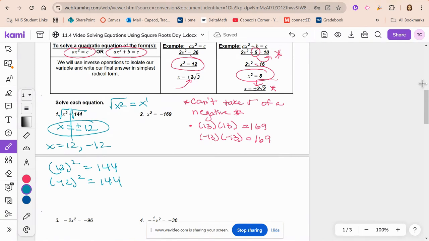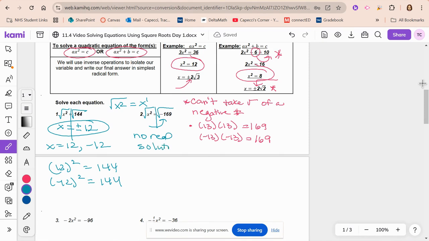All right, looking at the next problem, I have a wall. I do have that x squared by itself. I'm going to take the square root of both sides. But here's the thing. I cannot take the square root of negative 169 when I'm talking just about real numbers. When we get to Algebra 2, we'll talk about imaginary numbers. But as of right now in Algebra 1, we can't do that. So we're just going to say no real solution.